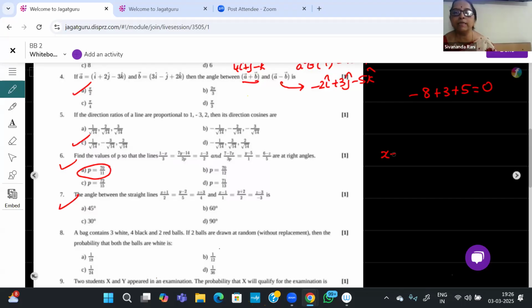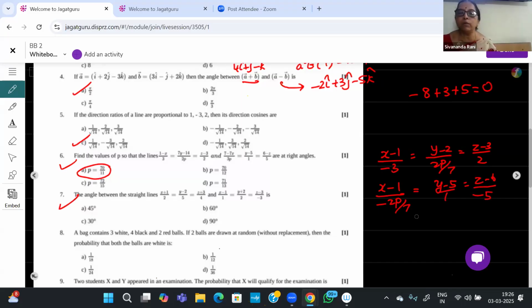So to write that as (x minus 1) by minus 3 is (y minus 2) by 2p by 7 is equal to (z minus 3) by 2. Okay, you have to bring it to the standard form. Similarly, this one you have to write as (x minus 1) by minus 2p by 7 is equal to (y minus 5) by 1 is equal to (z minus 6) by minus 5. After that, you need to equate the dot product to 0 and get the value to be 70 by 11.